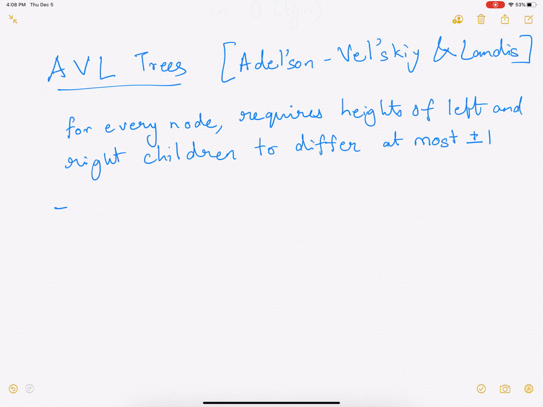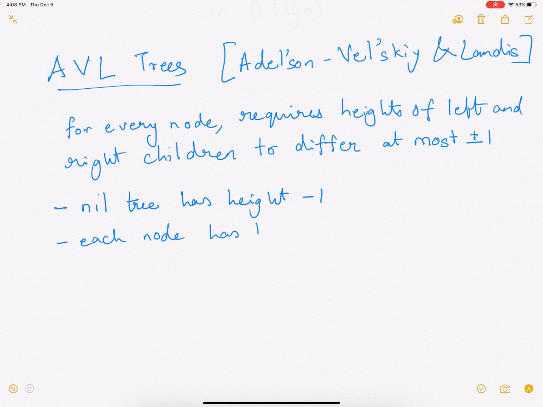Now, a tree with no nodes in it has height -1. Okay, now what do we have to do to implement such a tree? Each node has to store its height. This is something that will augment the data structure of the node to store its height.